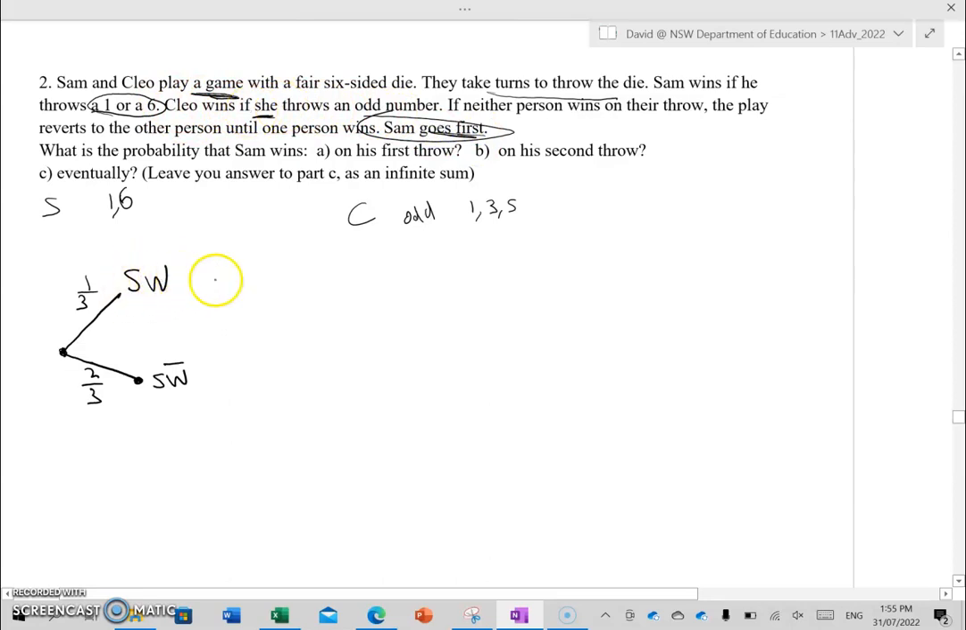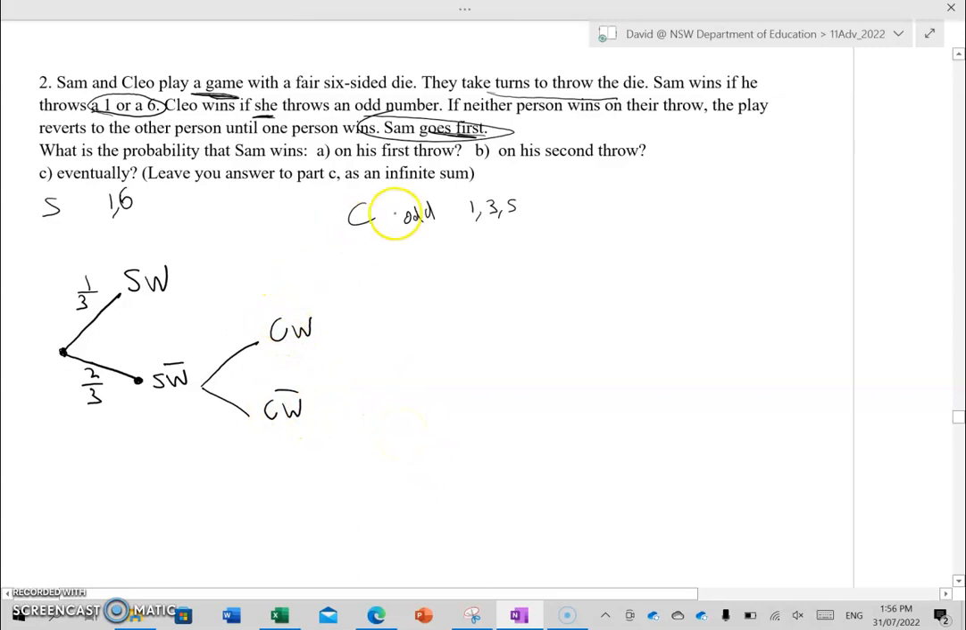So notice if Sam wins, the game's stopped. We don't go further with branches like this. So we can't go further with branches like that. If Sam wins, that's the end. But if Sam doesn't win, we've got 2 options. So Cleo's tossing, and Cleo can win or Cleo can not win. And then if Cleo doesn't win, the game keeps going.